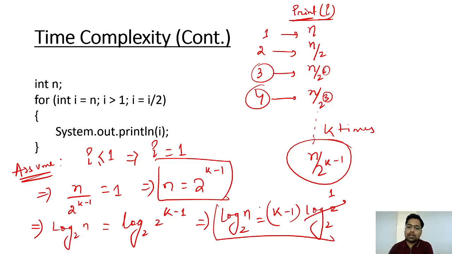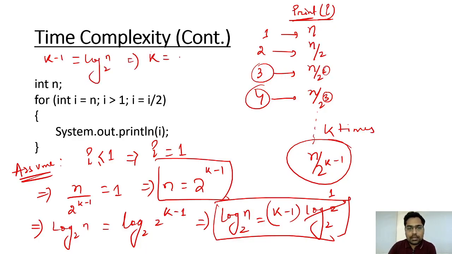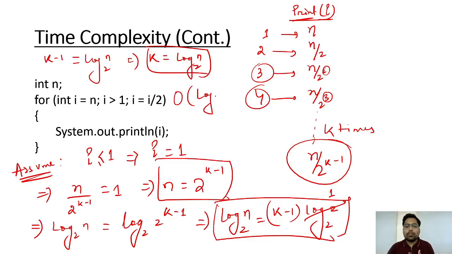So here in general we found k minus 1 is equal to log n base 2, and you can write k equal to log n base 2. So here we are finding the number of times it is running. So you can say the time complexity is log n base 2.